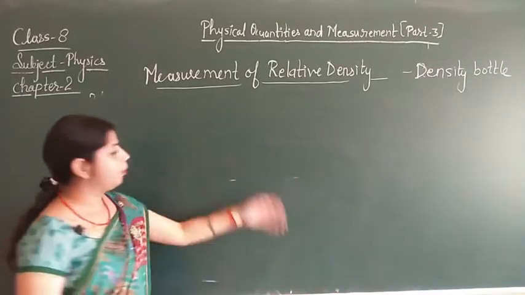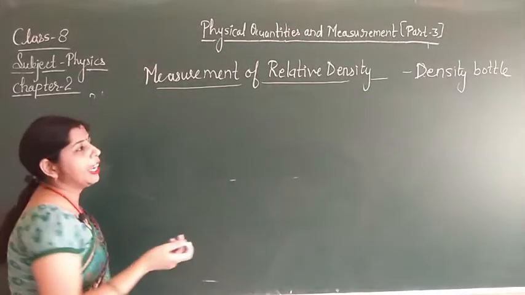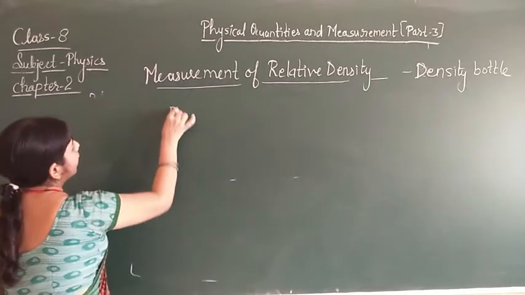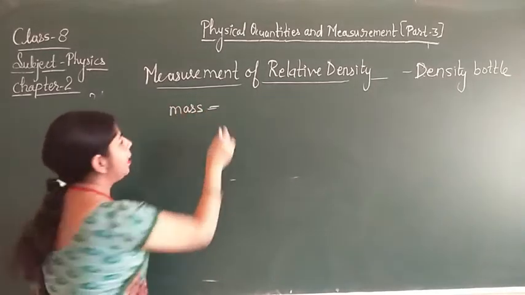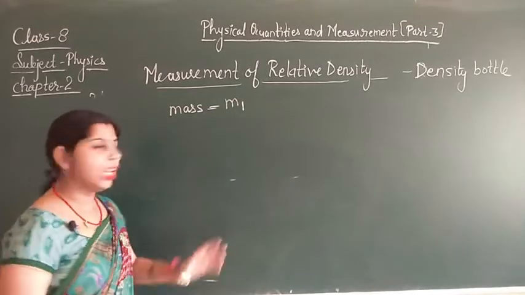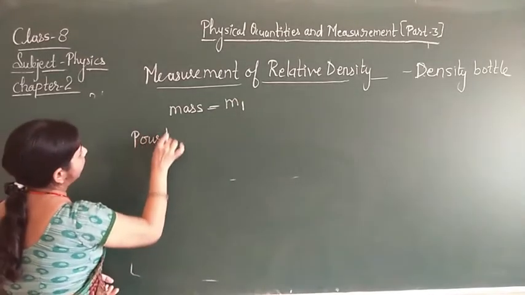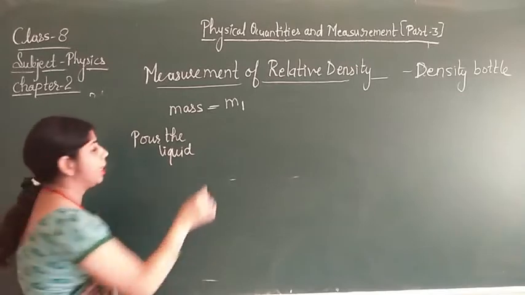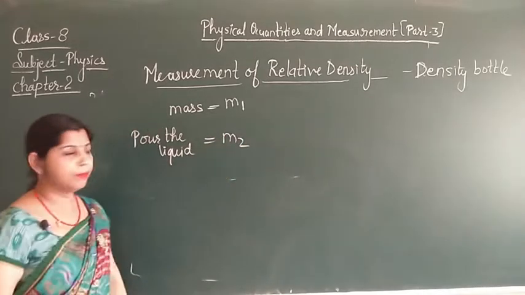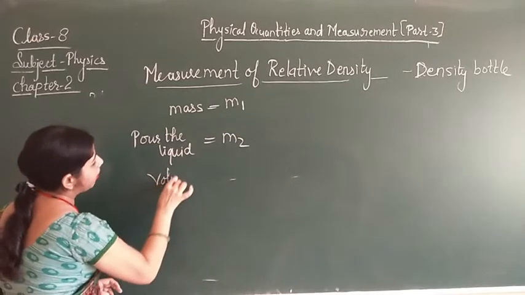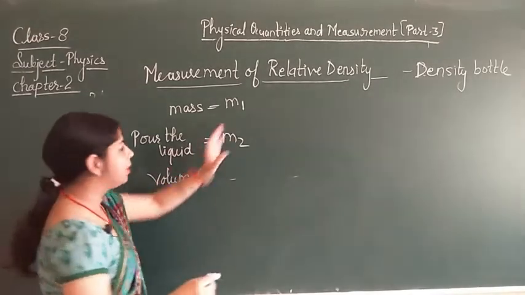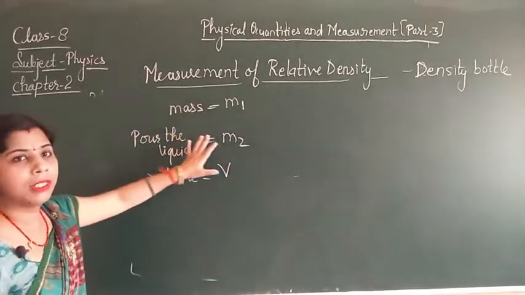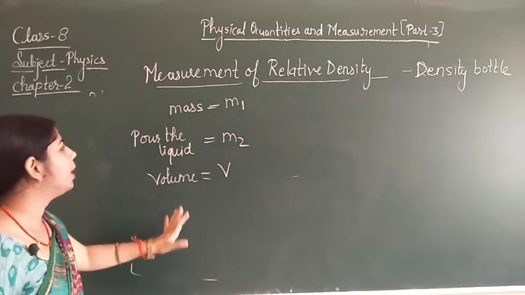Take a density bottle and measure its mass by using the beam balance, and the mass will be m1. Now pour the liquid whose density is to be measured, and the mass will be m2, and the volume is the same as the volume of the bottle, V. This is for the substance whose density is to be measured.